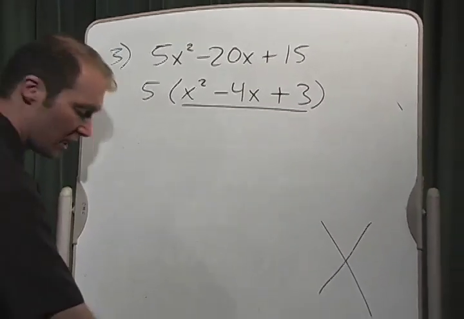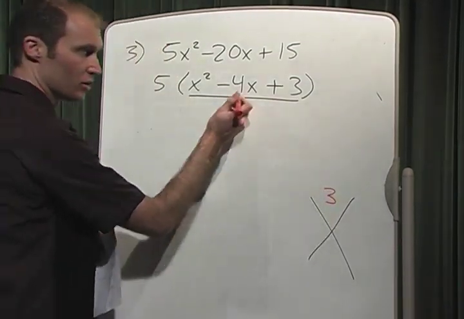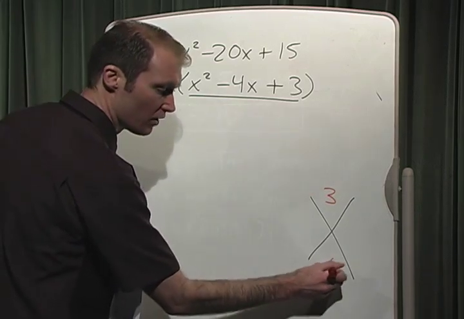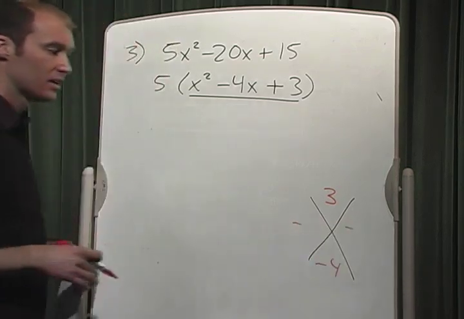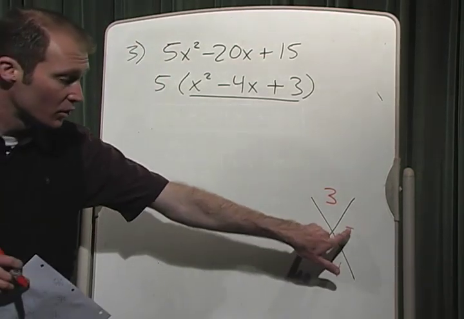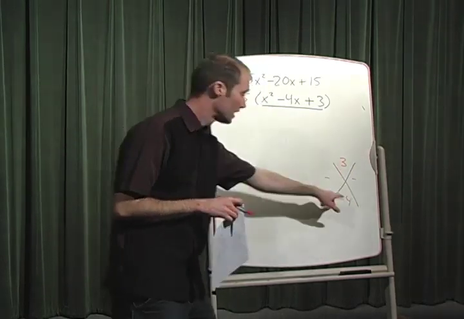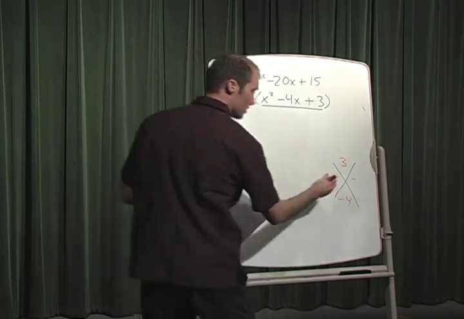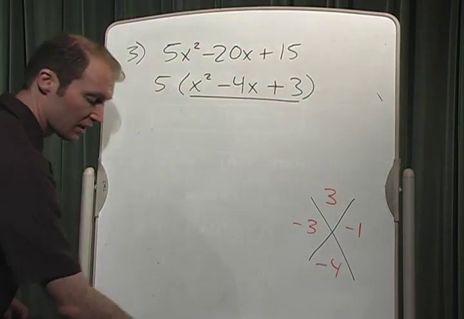For this trinomial, I'm going to grab the 3, and it's going to go on the top. I'm going to grab the negative 4. It's going to go on the bottom. Well, here they have to have the same sign. In fact, they both have to be negative. That's the only way they could multiply to a positive and add to a negative. It looks to me like negative 3 and negative 1 are going to do the trick.